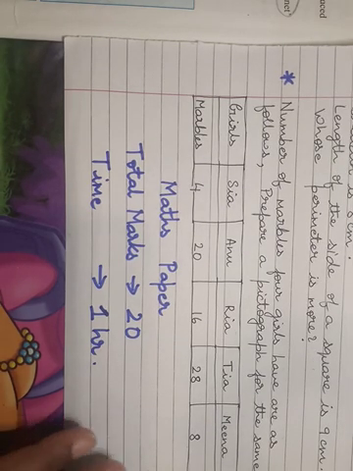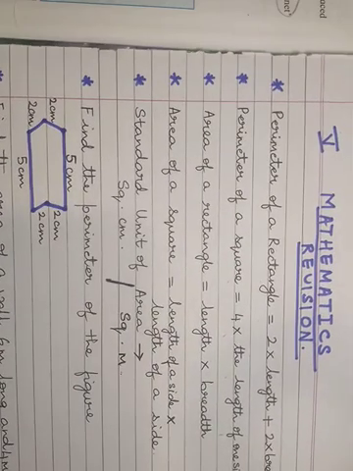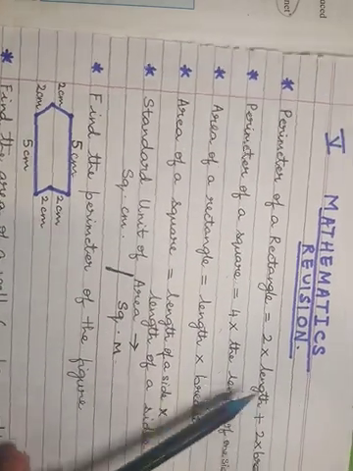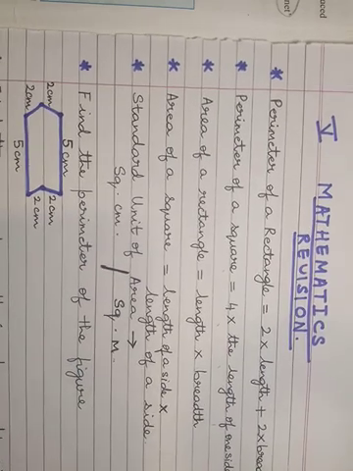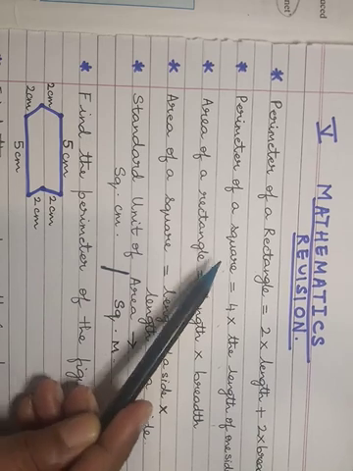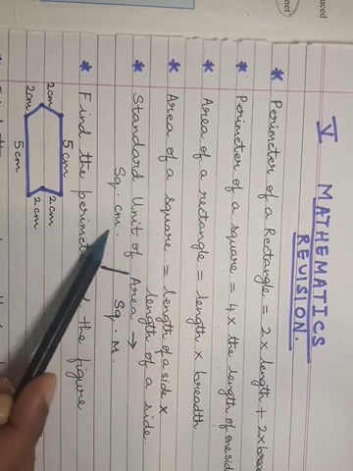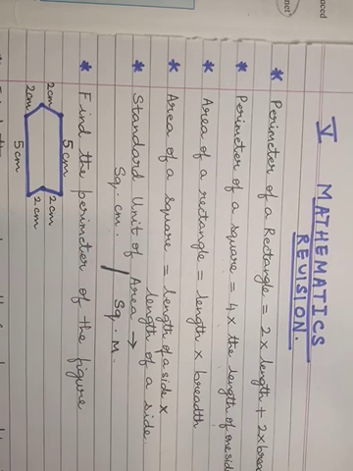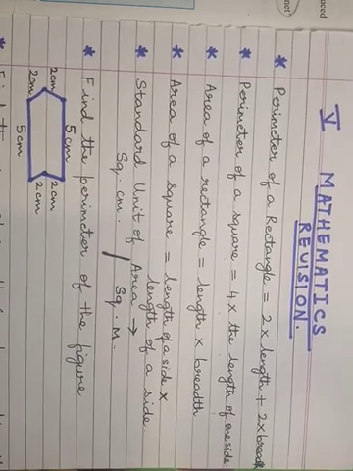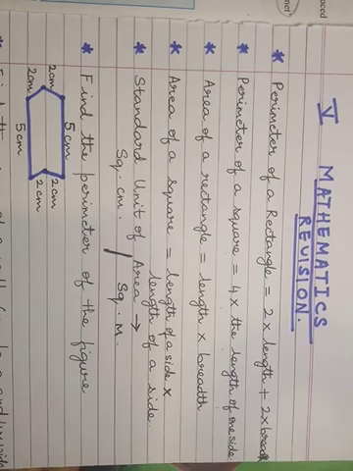Okay? Take care of yourself. Complete this in your notebook. Write all these formulas once again. Learn them by heart. Perimeter of a rectangle, perimeter of a square, area of a rectangle, area of a square, and the units of area. Learn them by heart. Complete this work and we will meet in the next class.